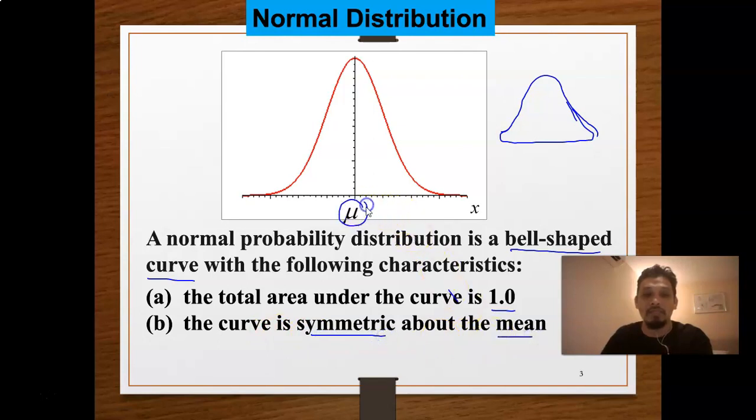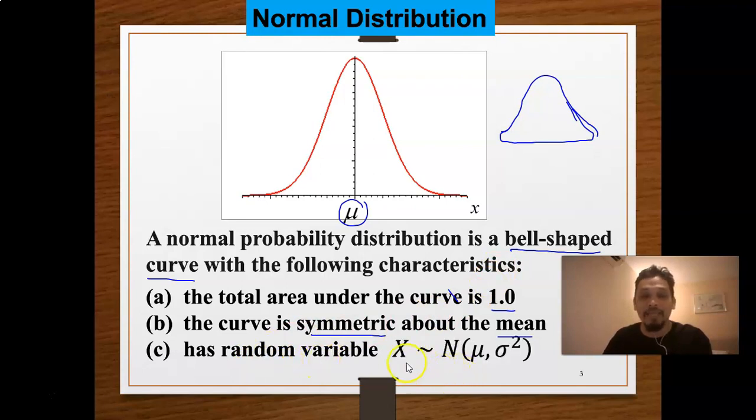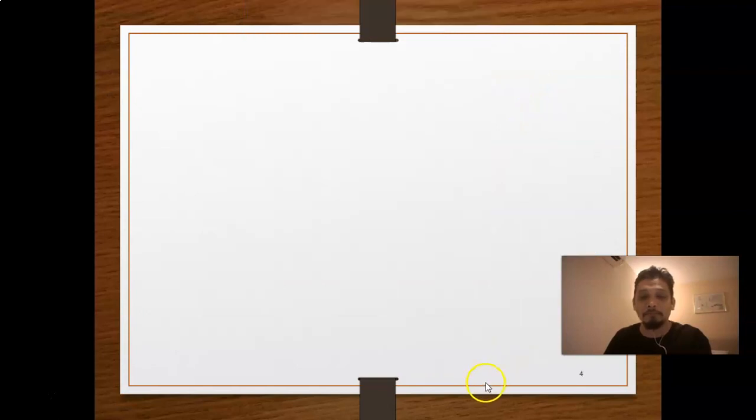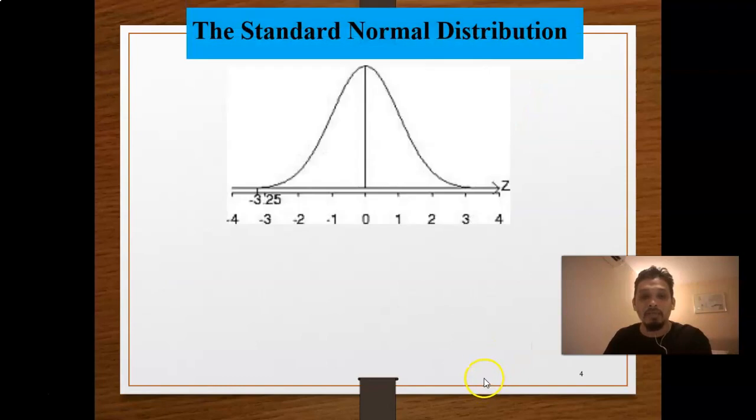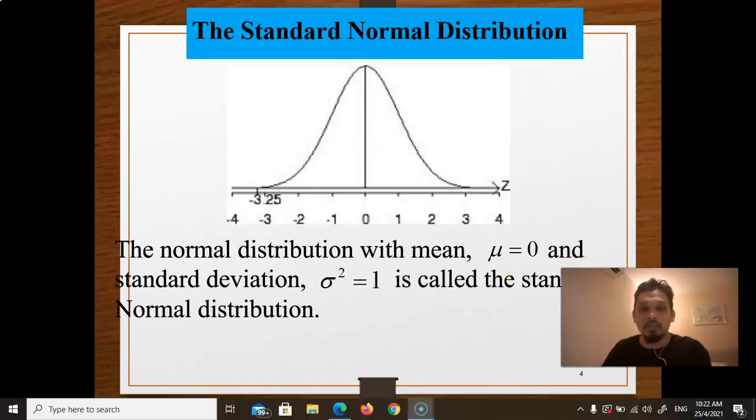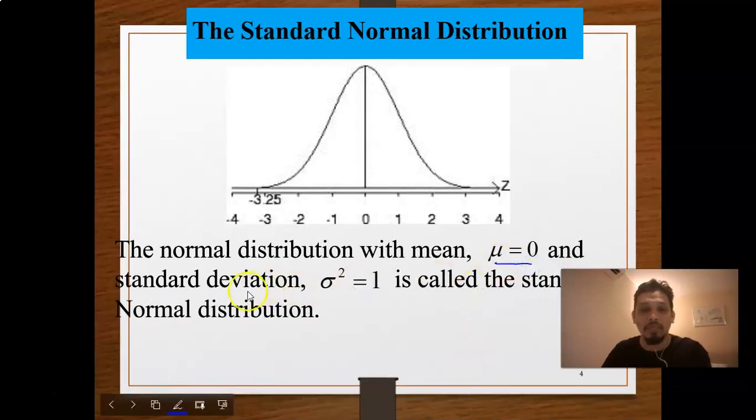So there's a mean here, the middle, and it's symmetrical, which means the shape on the left is equal to the shape on the right side, and it has a continuous random variable. This is the parameter: x is normally distributed with parameters mean and variance. Then the standard normal is the normal distribution with a mean equal to zero and standard deviation sigma. Okay, never mind.